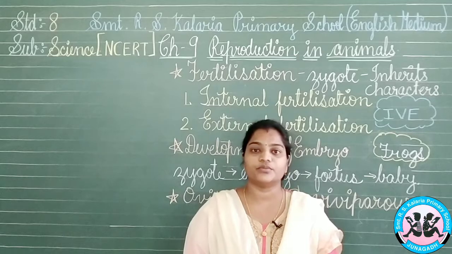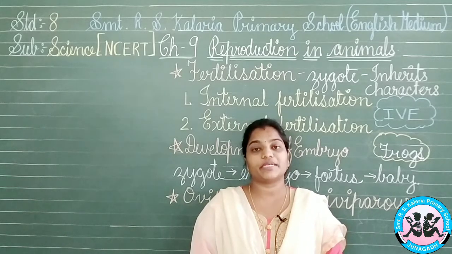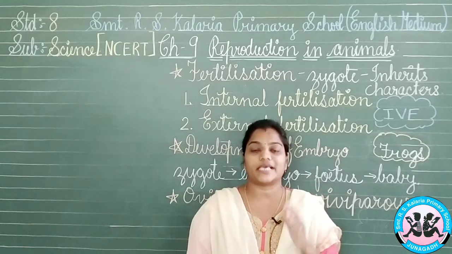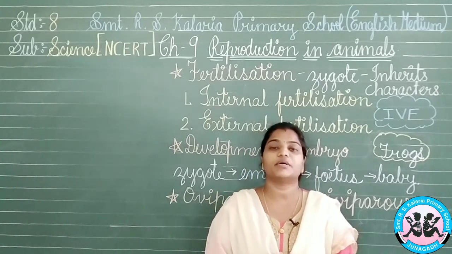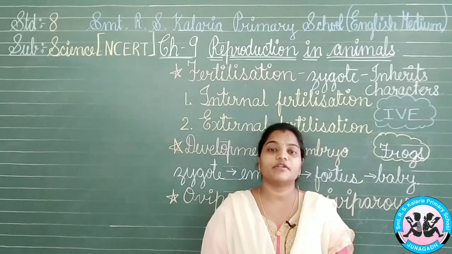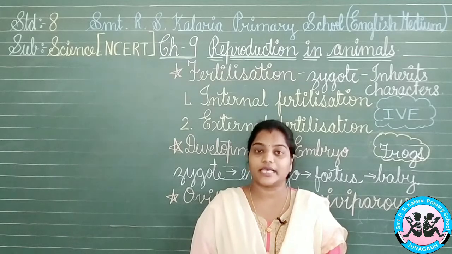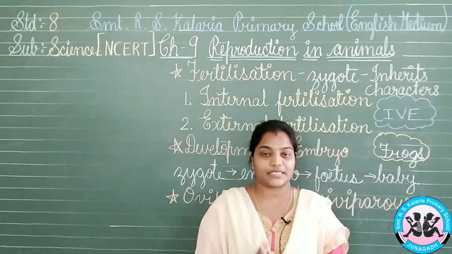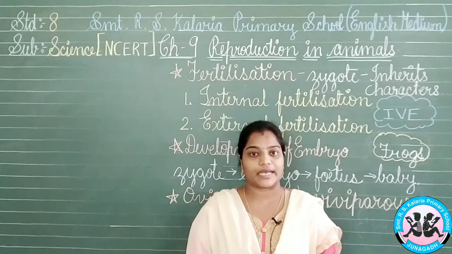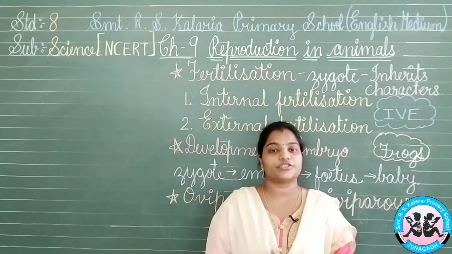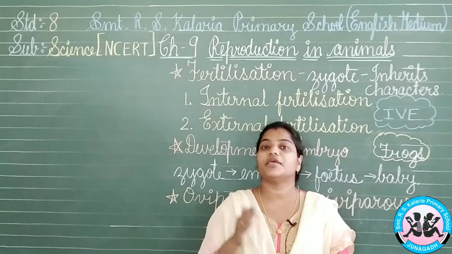So, what can we do? The doctors have found a way: take the freshly released egg from the female body and the freshly released sperms from the male, and fuse them outside the body of the female. It is kept for 1 week for the fusion, that is the fertilization, and after that it is introduced into the uterus of the female reproductive organ, and thus the baby will be formed.